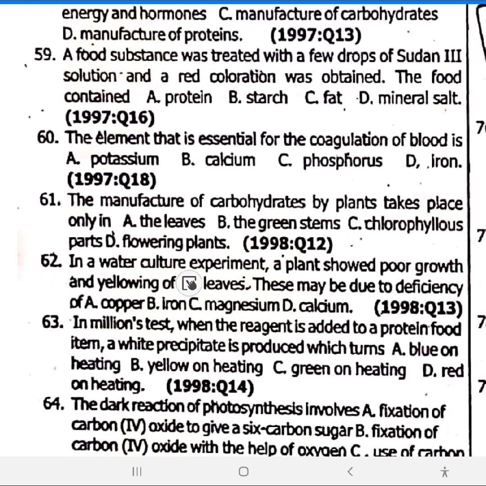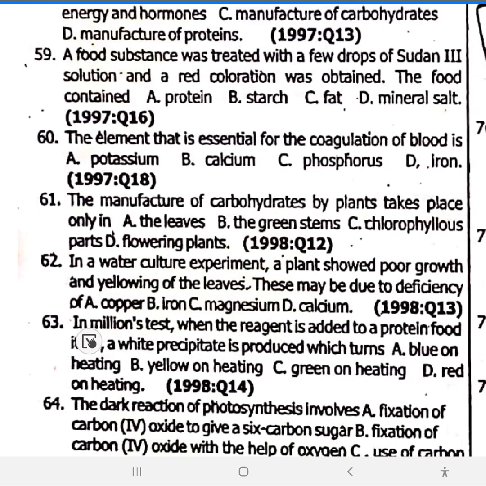62. In a water culture experiment, the plant shows poor growth and yellowing of leaf. This may be due to deficiency of... if they say poor growth and yellowing of leaf, there are a lot of factors that can be, but let's see. 62, magnesium. Millon's reagent, we use it to test for what?